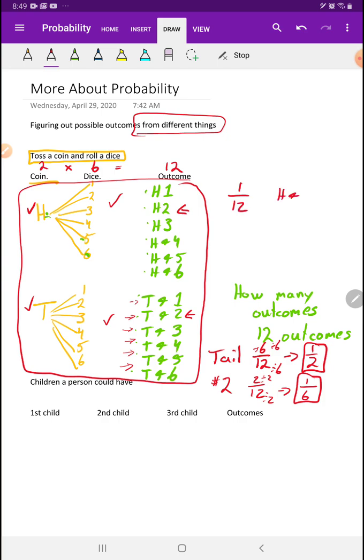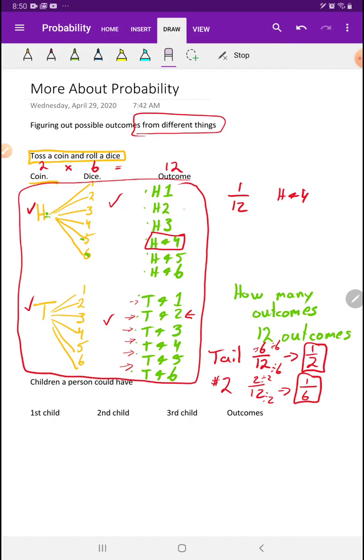Because heads and 4, this is the only possibility for heads and 4. There's no others. None of the other heads have 4. Oh, sorry, I did the 5. Heads and 4, there it is. Heads and 4. But this is a heads and 5, so that one doesn't count. That's a heads and 6, it doesn't count. None of these ones at the bottom are heads, they don't count, right?